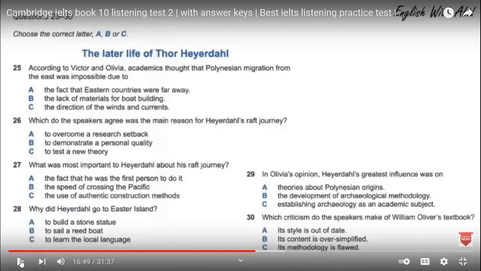Okay, already you have got the information for 25. What do you think? A. Yes. Answer is A.